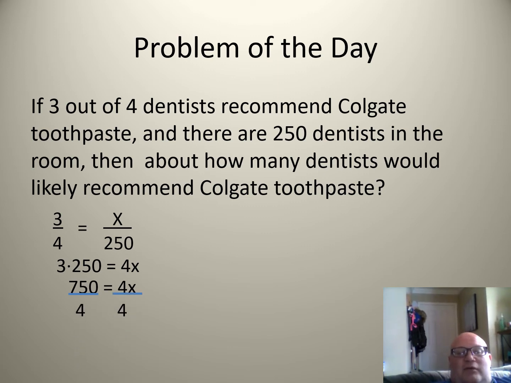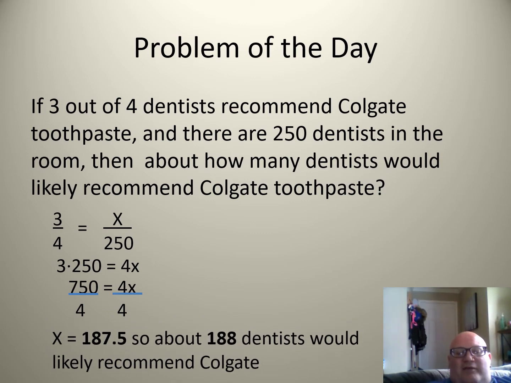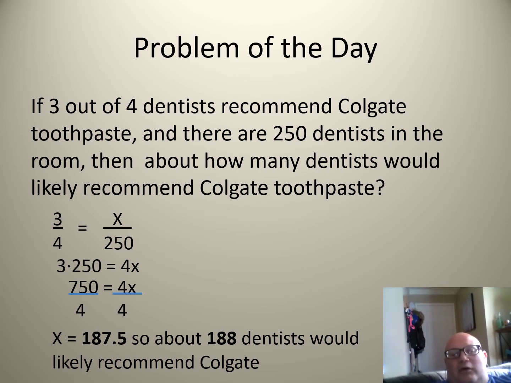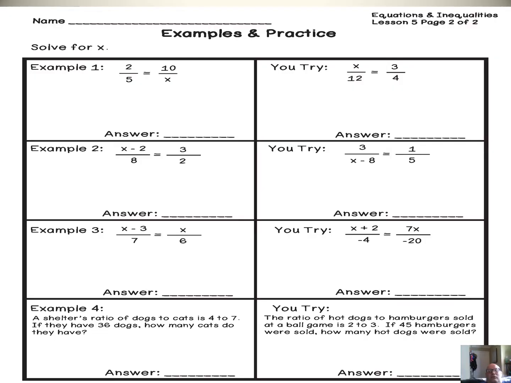This is actually what we're going to be doing in class. And you're going to get about 187.5. You can't have half a dentist, so say 188. I'd probably accept 187. In math, we usually round 0.5 up to the next one. But 188 would do it. Solving proportions, that's what we're doing. All right, here are some examples for you to try.